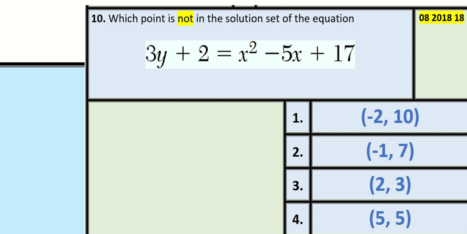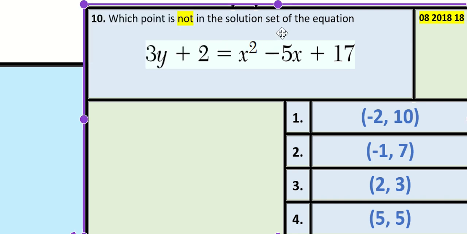Okay, question 10. Which point is not in the solution set of the equation 3y plus 2 equals x squared minus 5x plus 17? So notice I highlighted that "not" for you. When you're on the exam, that's your job. But my recommendation is highlight the "not" as soon as you see it so you don't look over it later when you're deciding which one's the right answer.